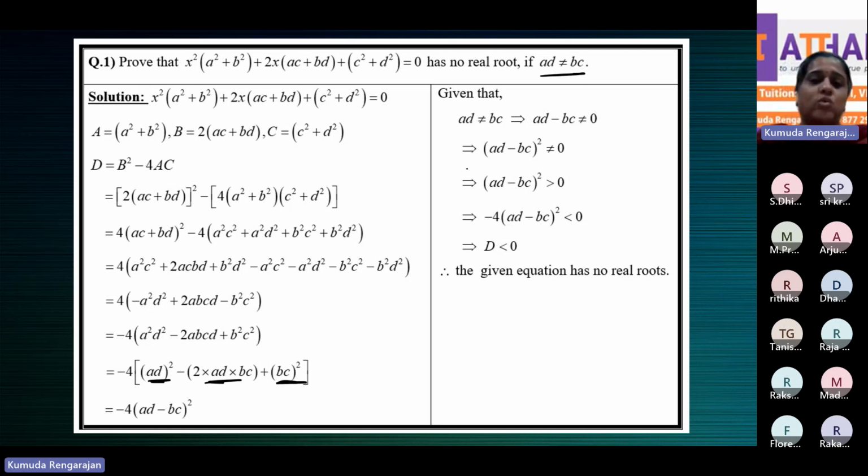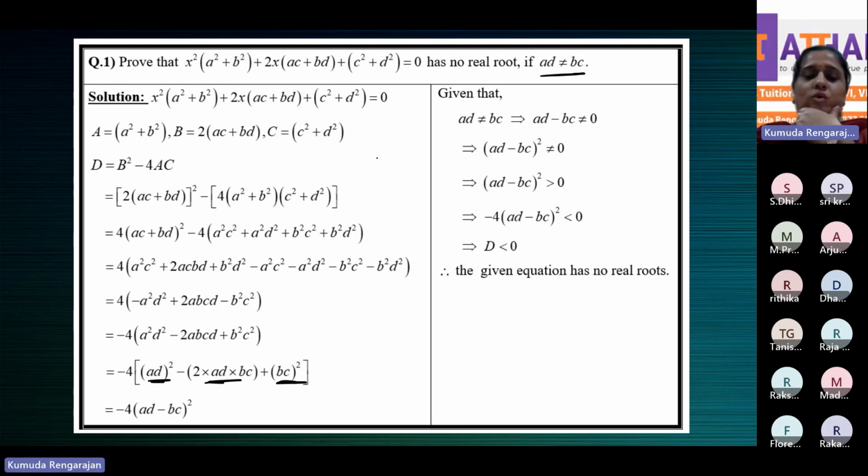If two quantities are not equal, their difference cannot be 0. If two quantities are equal, that means their difference will be 0. If two quantities are not equal, their difference will not be 0. Their difference can be either positive or negative, depending on how you subtract them.